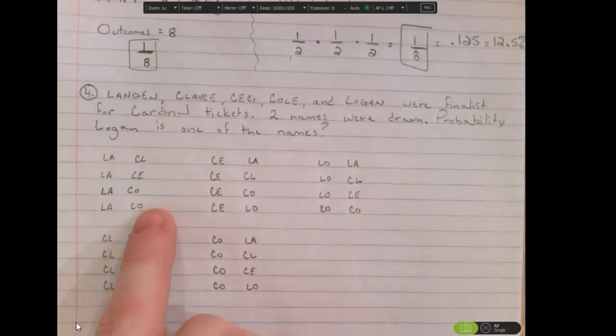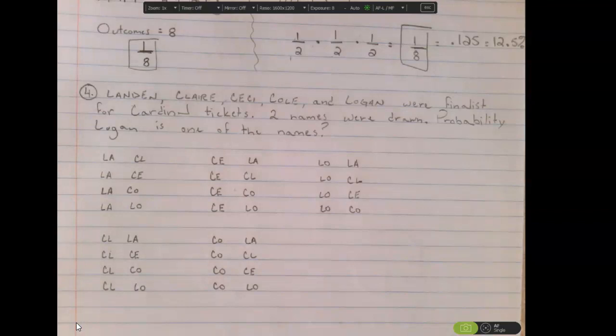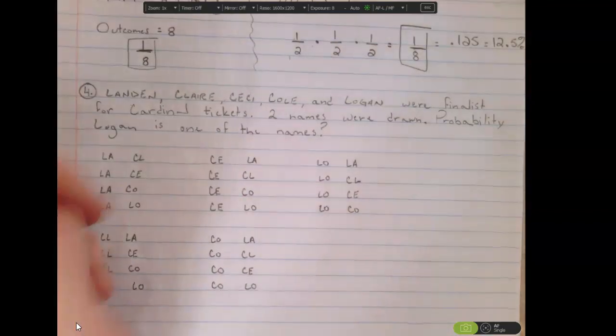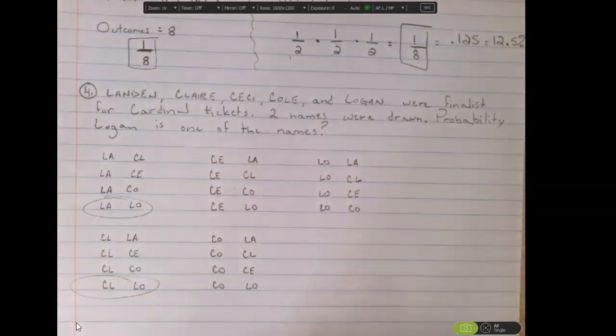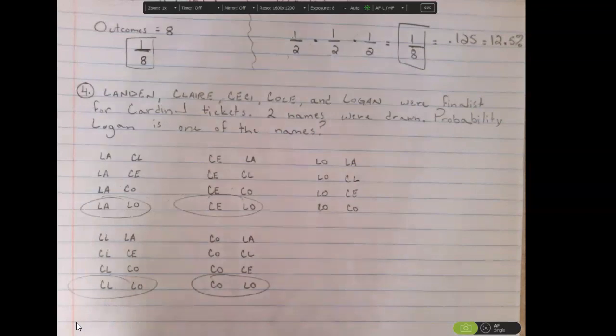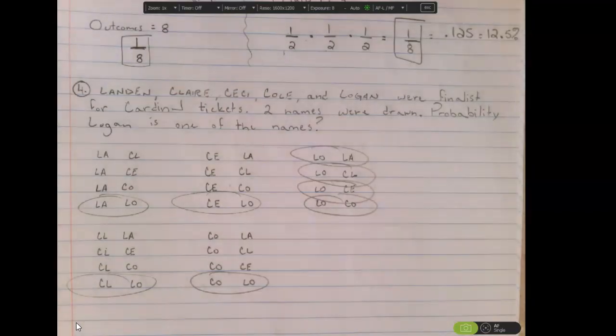My question wants to know, what is the probability Logan's name is one of them pulled out? It doesn't matter, again, if it's first or second. I just need his name to be pulled out. So I'm going to go through. Well, here I see a Logan. Here I see a Logan. Here I see a Logan. Here I see a Logan. And then all of these options also have Logan.